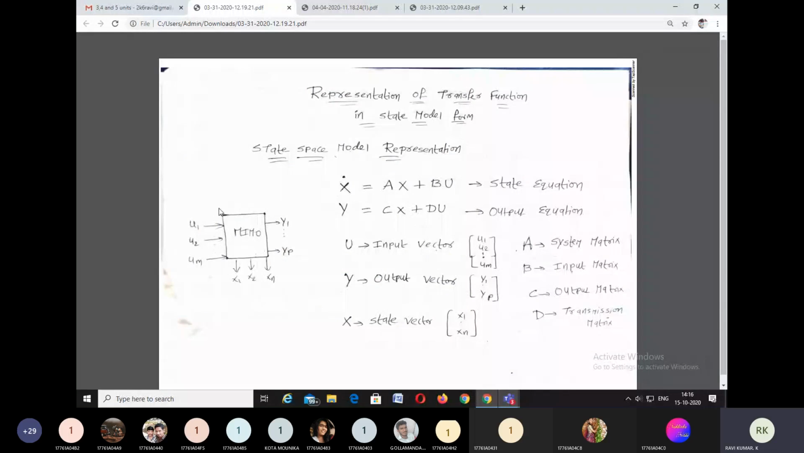So how to model this multiple input, multiple output system by using mathematical equations, right? For that, any multiple input, multiple output system can be written by using two important equations. One is the state equation and another one is the output equation.